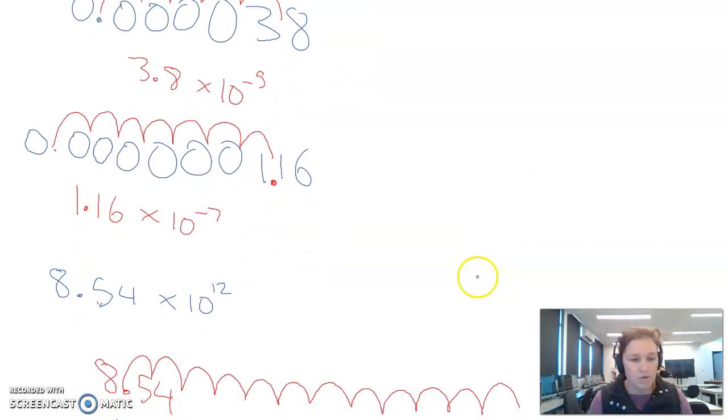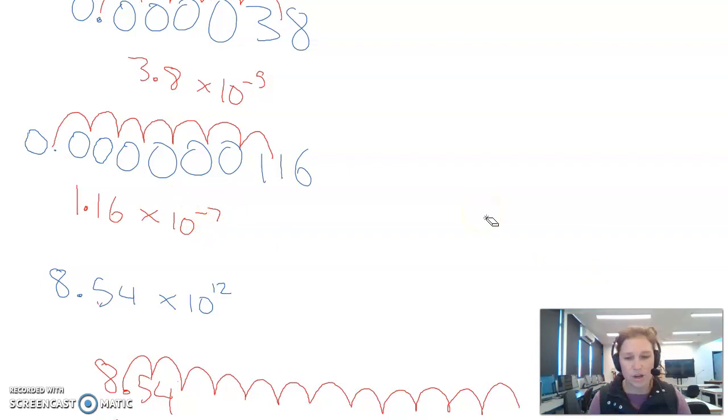Alright, I will give you a few more of these, and then you have to try some yourself. So, this is a very small number, so we're going to have to put a negative onto the power of 10. So let's see, we start at 1.16. That is our number between 1 and 10. And let's do our jumps. And there are 7 jumps, so power of -7.